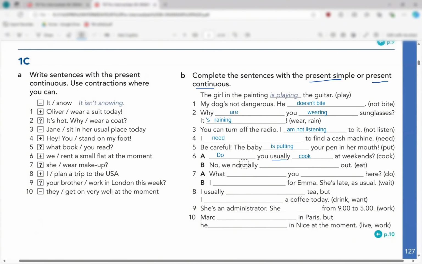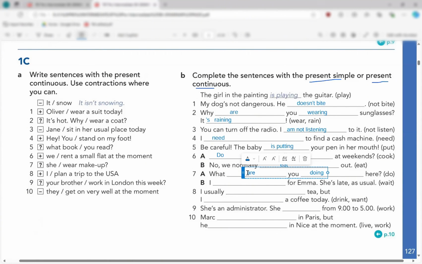No, we normally. Normally is also like usually, same meaning, adverb of frequency. So no, we normally eat out. Present simple, eat out. Right, 7. Here, that means present continuous, I'm asking now. So what are you doing here?